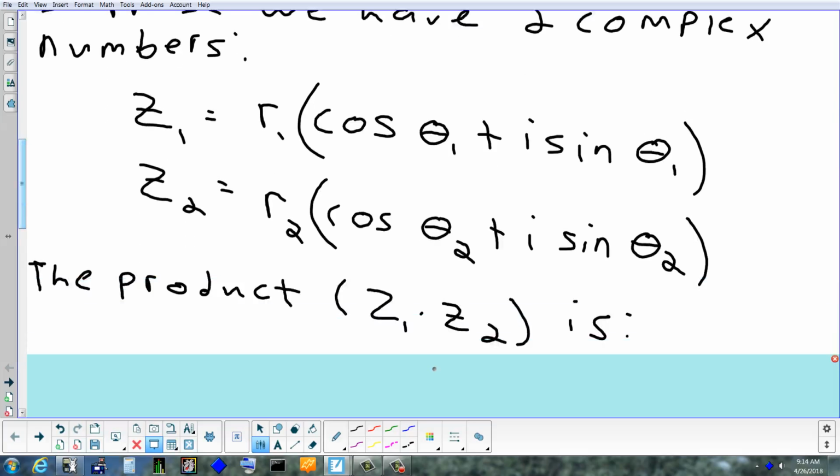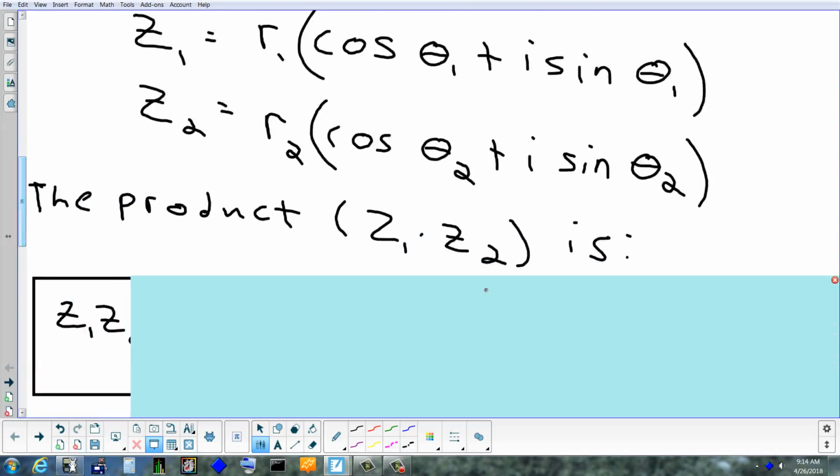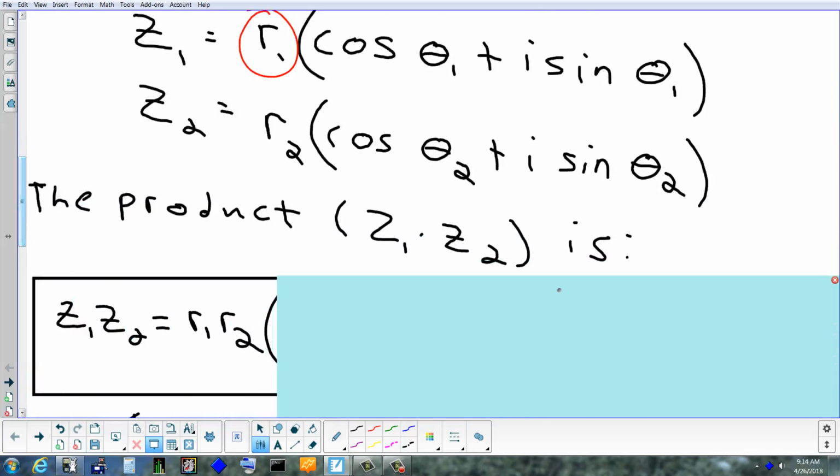If you want to take those two complex numbers and multiply them together, I've called them z1 and z2. You could call them complex number 1, complex number 2. You can call them whatever you want. But if you want to multiply them together, here is the formula for how to do it. There's two things you have to do. First thing you have to do is take r1, take r2, and multiply them together. Very easy calculation. You can use your calculator if they're big numbers, but most of the time they're not that big.